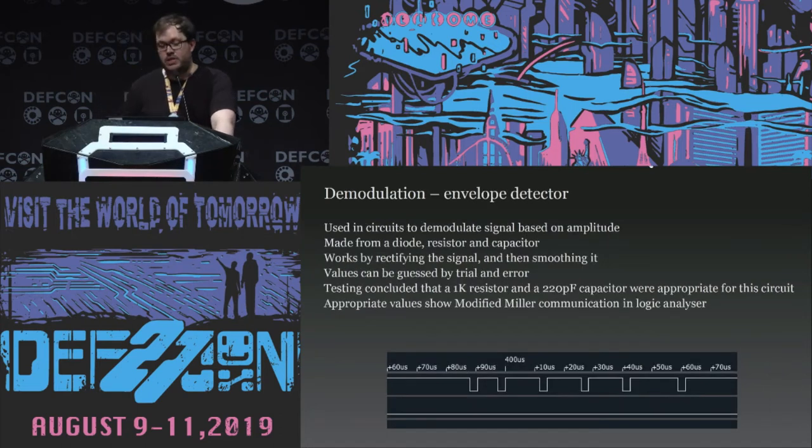I then need to demodulate this, so I basically made an envelope detector. Now, these are traditionally used in AM radios and that kind of technology, and can be made from a diode, a resistor, and a capacitor. This will rectify the signal and then basically smooth it in order to get the actual signal that's trying to be transmitted, instead of having the AM wave as it was.